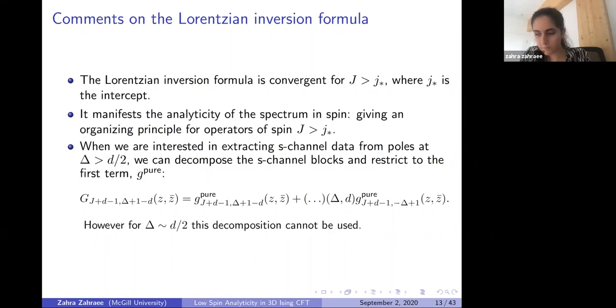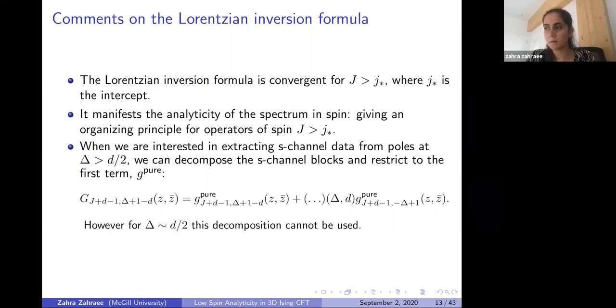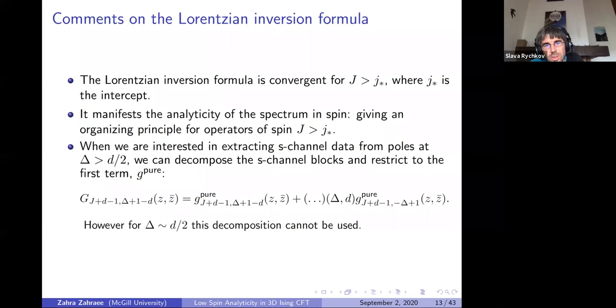Mm-hmm. So the Lorentzian inversion formula, as far as I know, has been shown to be analytic for J bigger than the intercept. So yes, it's not shown for J smaller than that. For which delta? My question was for which delta is it convergent? I mean, it's convergent in some strip around imaginary delta, which is far away from the physical values. Mm-hmm. Okay, so yeah. Do you have any comment about that? What are the limitations?